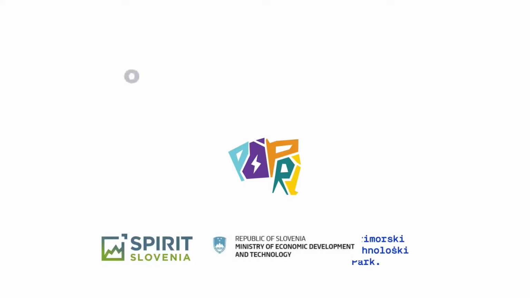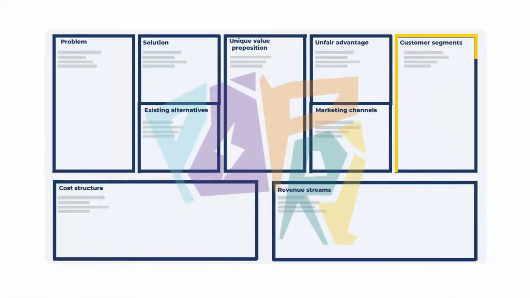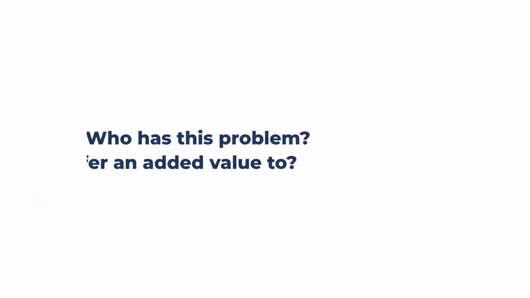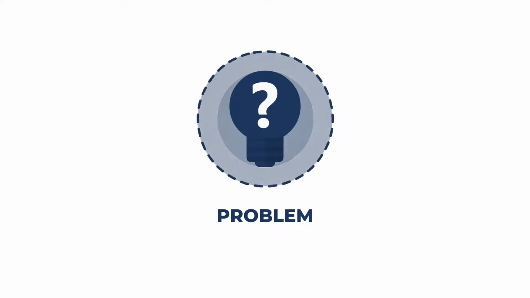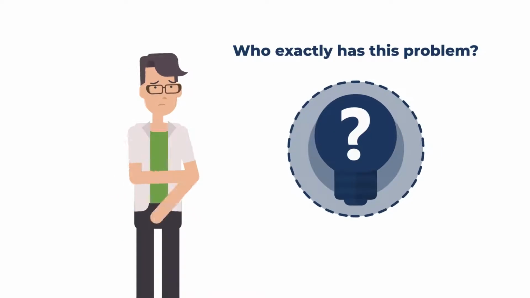Chapter 3. Who are the customers who want our product? Who has this problem? Whom do we offer an added value to? Once we define the problem, our next question to ask ourselves is, who exactly has this problem?